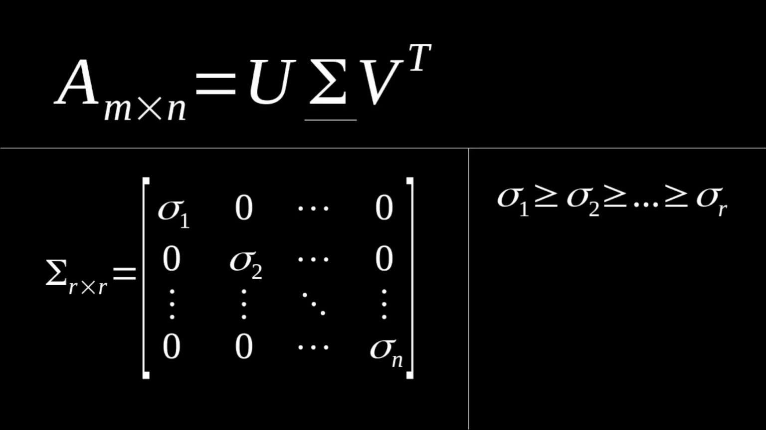These singular values are going to be ordered from greatest to least along the diagonal. So the greatest value will be in that top diagonal place. The smallest singular value will be in the last place along the diagonal. And all of these values are going to be strictly positive.